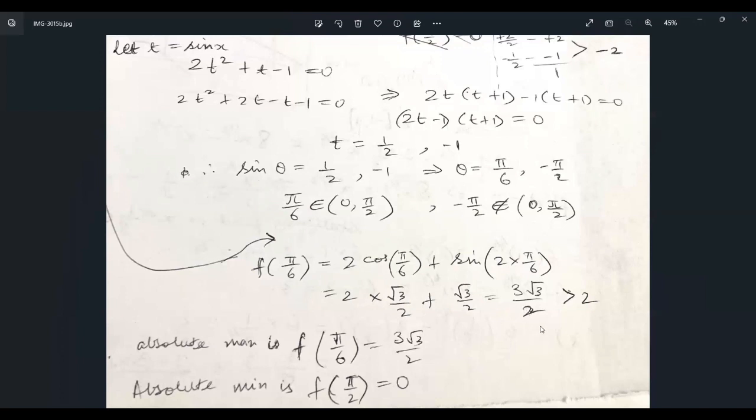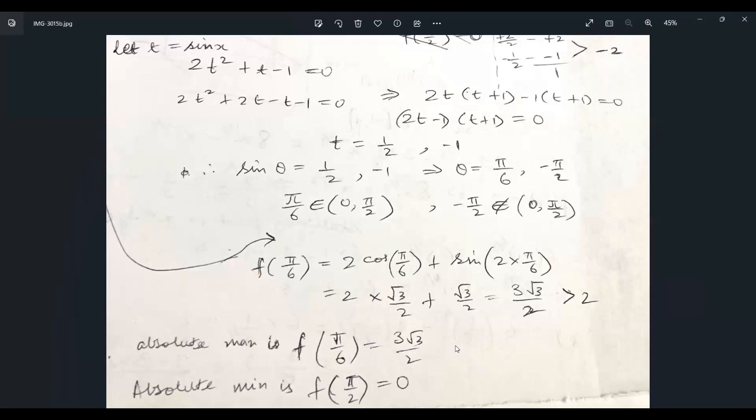And we know that 3 root 3 by 2 is greater than 2. It is because root 3 is 1.7, and 1.7 into 3 gives us a value which is greater than 4. So this value is greater than 2. So the absolute maximum this function has occurs at pi by 6, which is 3 root 3 by 2.